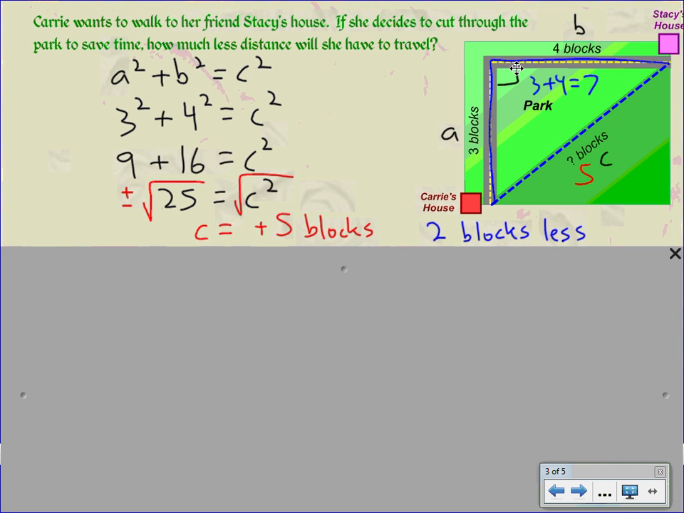Look good? We used the Pythagorean theorem. We saw we had a right triangle. We plugged our values in. So, let's take a look at another one.